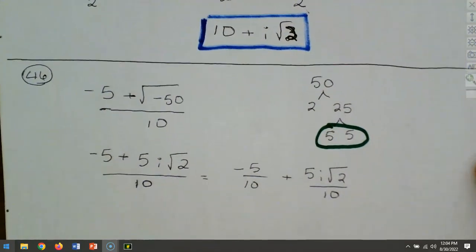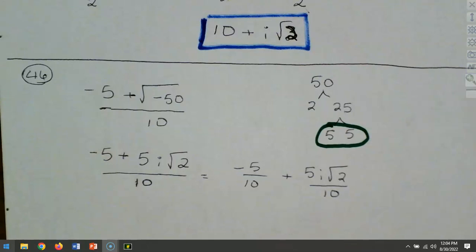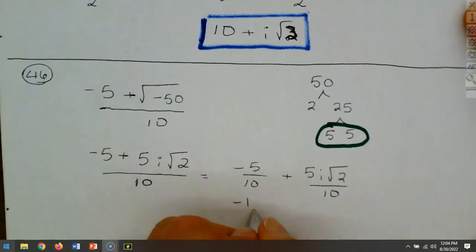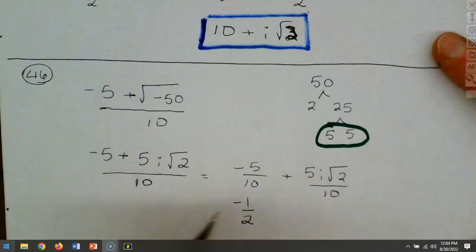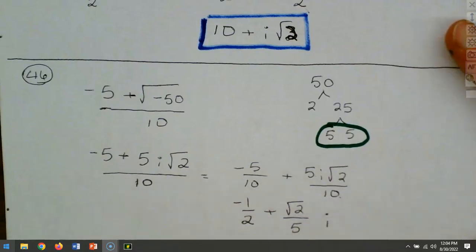And we can reduce minus 5 over 10. Well, that's going to reduce down to a minus 1/2. And 5 over 10 reduces. And that's going to leave you now with a square root of 2 over 5. And then we can put the i at the end.